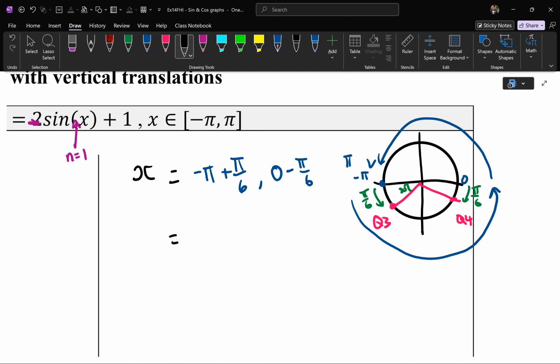That gives you, let's work on fractions. Let's see how good your fractions are. Let's go with Christina. What's negative pi plus pi on 6? Very good. Negative 5 pi on 6.